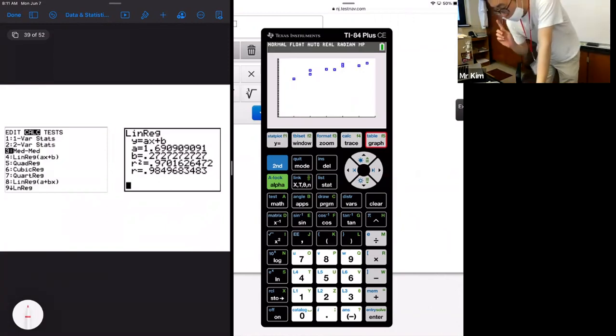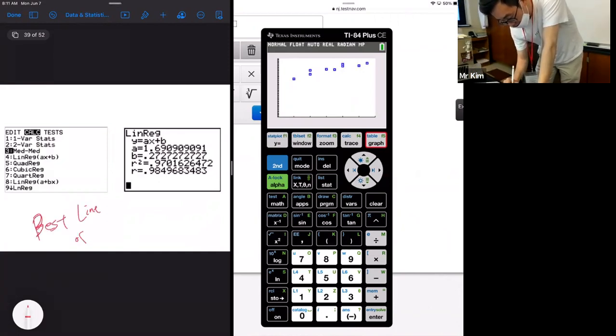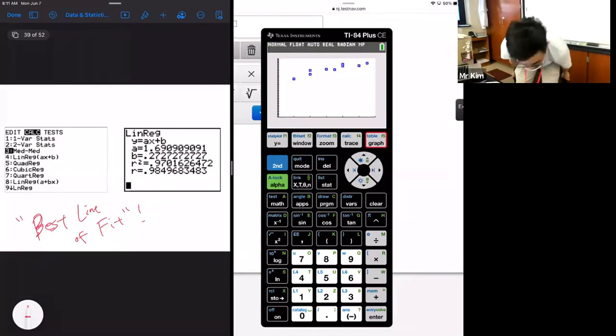Okay, so what we want to do now, so this is a scatter plot that we just sketched. We want to find out something called a best line of fit. In statistics, in Microsoft Excel, and even in SATs and standardized tests, even real-world statistics, we want to be able to predict based on the data that we're given.